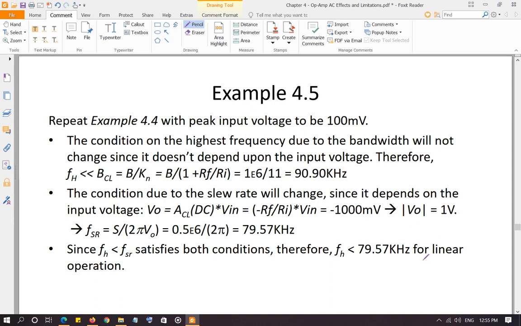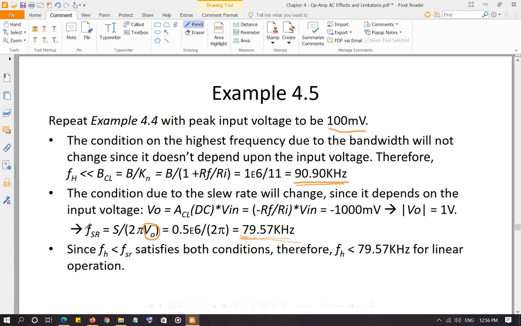Okay, the same problem, but we change the input value to 100 millivolt. Again, we find BCL is going to be the same because the BCL equation is B over Kn. It does not depend on the output voltage. It only depends on the value of B and the values of the resistors. So BCL will still be the same, 90.9 kilohertz. But FSR, since it depends on the output voltage, will change. The new value of the highest frequency due to the slew rate comes out to be 79.57 kilohertz.